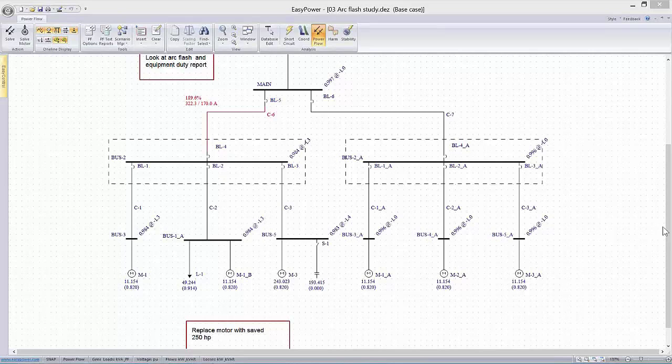Okay. Scaling factor and duty factor are the same. No, so that's a good question.